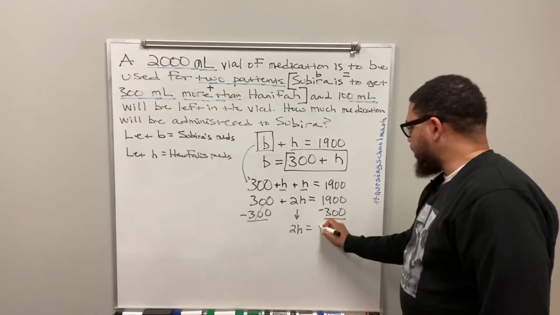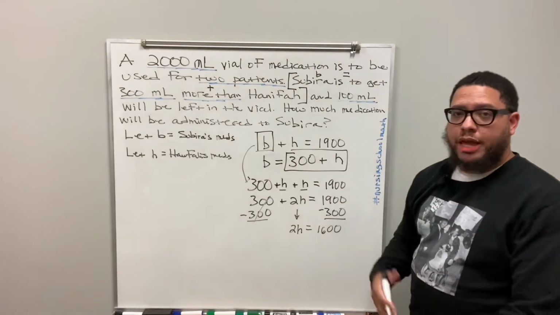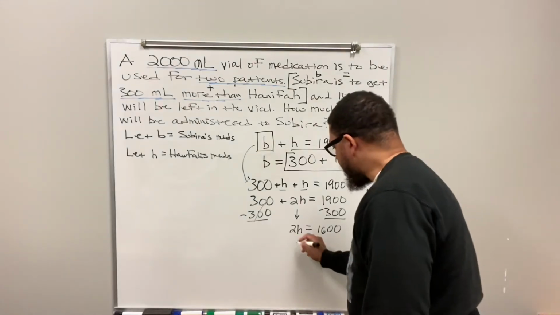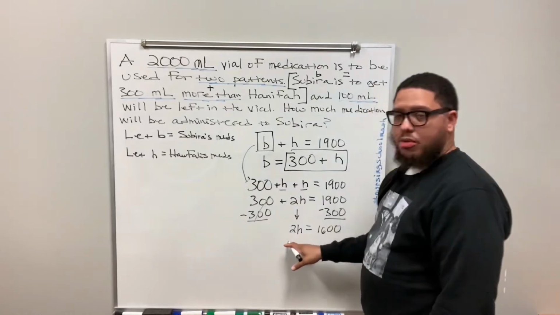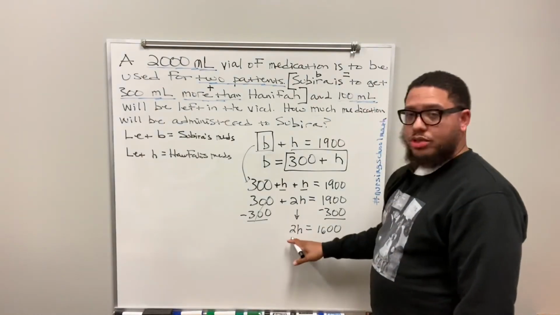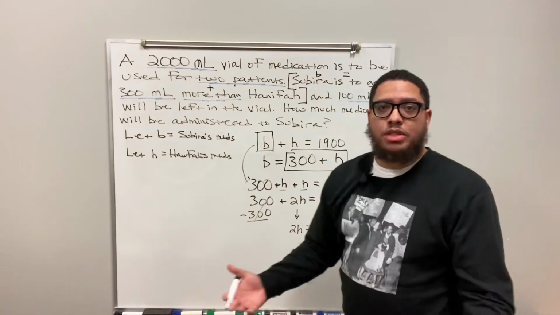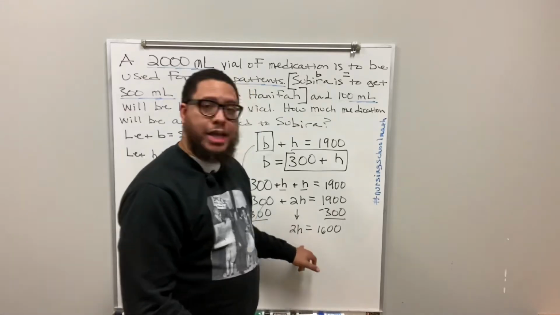1900 minus 300 is 1600. Now I got 2H isolated. Now from there, I'm going to isolate H. So if I want to isolate H, I got to get rid of this 2. So I got to do the opposite operation. I don't subtract 2. I don't multiply by 2. I don't add 2. I do the opposite of multiplication, because 2H means 2 times H, right? 2 times H, that's multiplication.